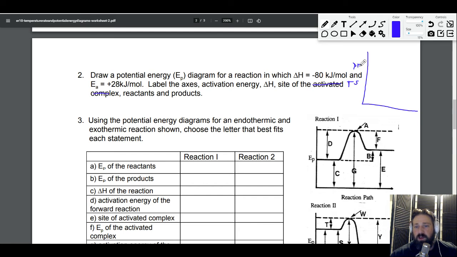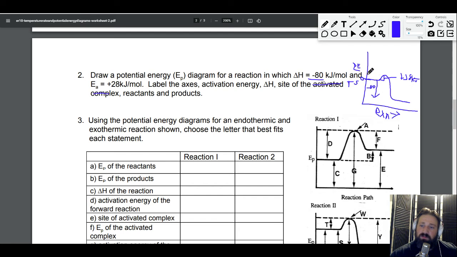This is going to be my potential energy. This is going to be the reaction progress. And it's a negative delta H, so that's about right. And so from here to here is negative 80 kilojoules. And from here to here is positive 28 kilojoules.